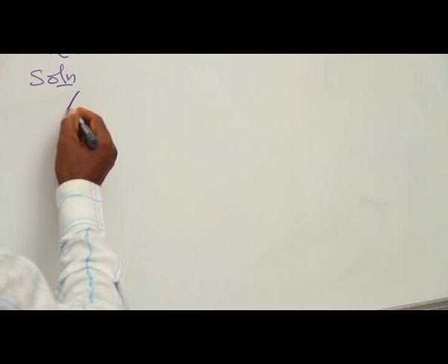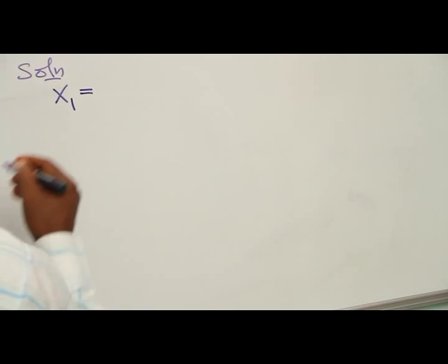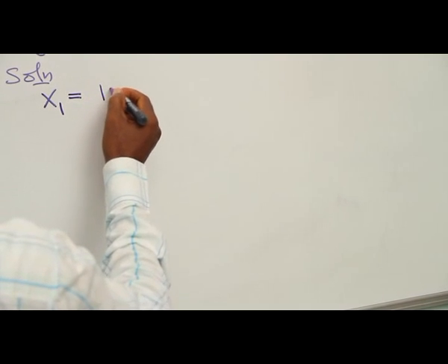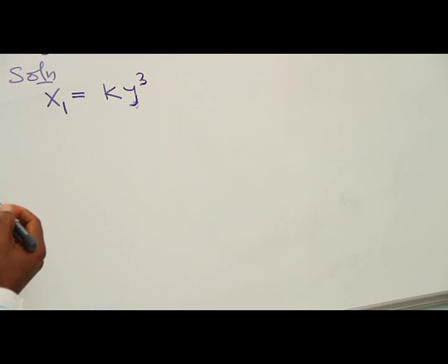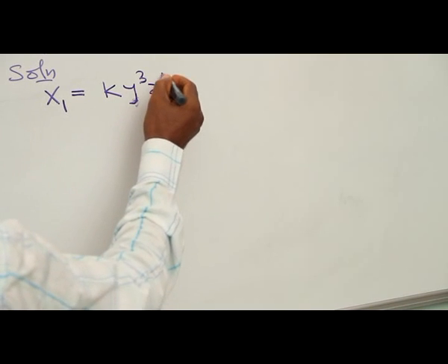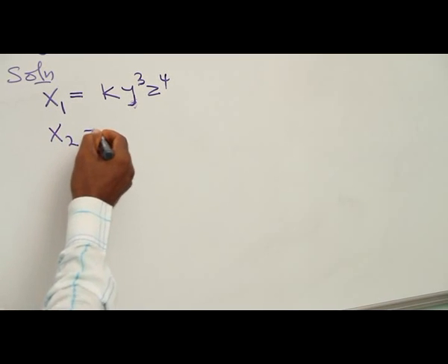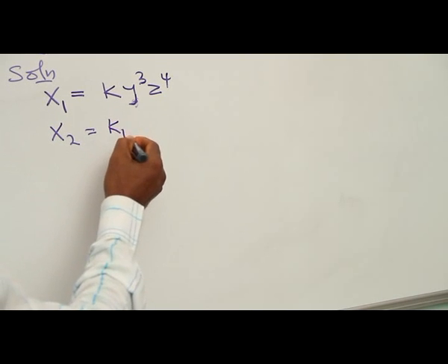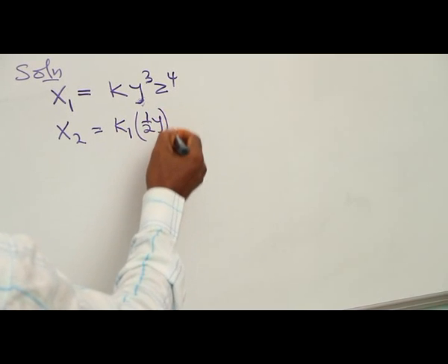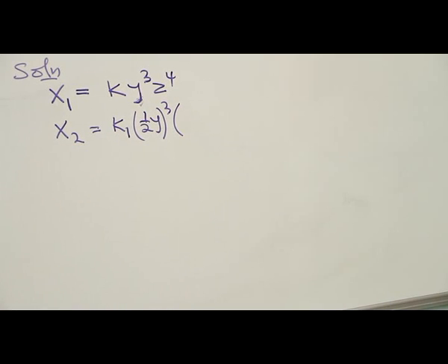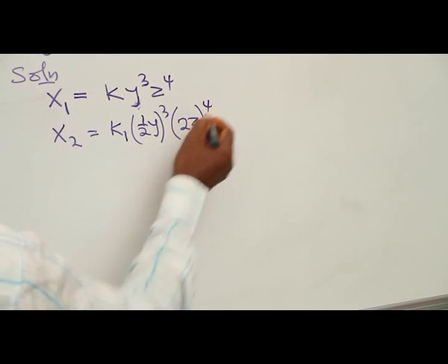Solution. Let's take S1 as the first instance, where S is jointly proportional to the cube of Y and the fourth power of Z. We introduce the constant of variation K, and write Y cubed and Z raised to power 4. Then when Y is half, let's assume that the constant is K1. Half of Y is (Y/2) raised to power 3, and Z is also double, so 2Z, raised to power 4.